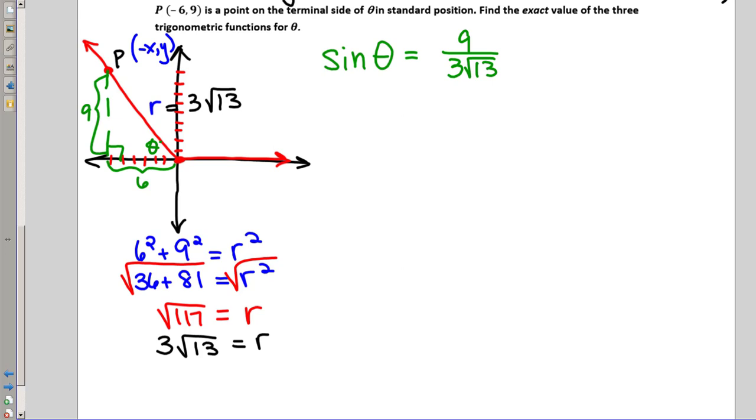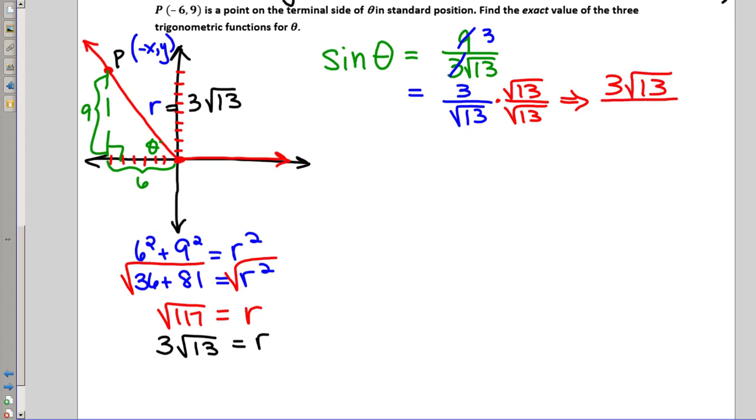I'm not going to let you leave your answer as 9 over 3 radical 13. So we can go ahead and simplify. So I have 3 over radical 13. And then, of course, I have to rationalize my denominator. So I'm going to multiply by radical 13 over radical 13 to get a final answer of 3 radical 13 over 13. Remember, a radical times itself is the radicand. So the only thing that cancels, which is what I saw some of you doing in class, is the radical, and you're left with the radicand.